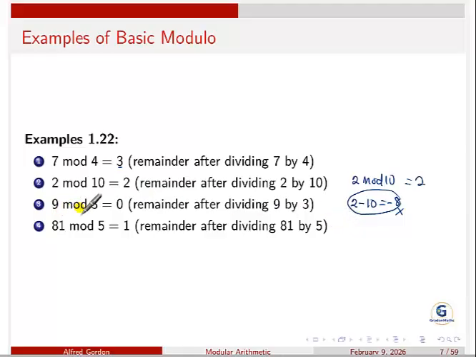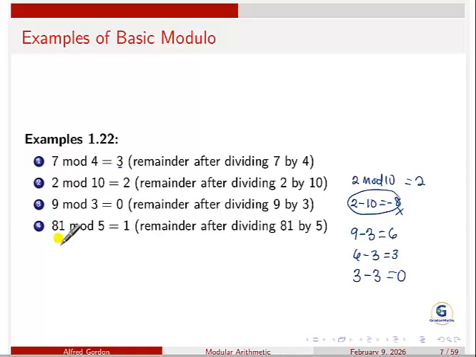Now we have 9 mod 3 is equal to 0, and we can try that using repeated subtraction. 9 minus 3 will give us 6. We can subtract, so 6 minus 3 will give us 3. We can subtract again, because 3 minus 3 will give us 0, but subtracting again will give us a negative. So 9 mod 3 is 0.